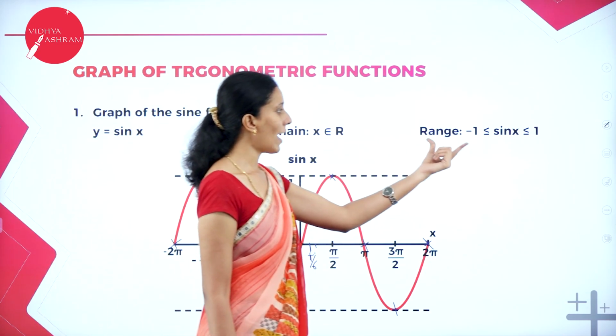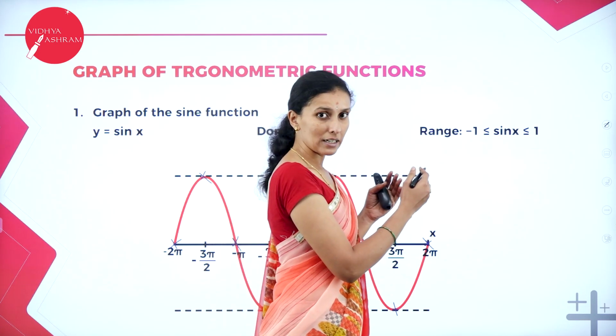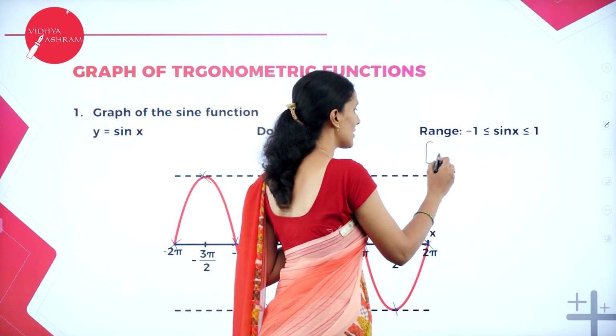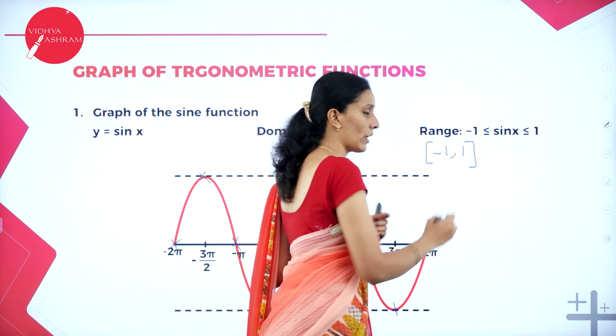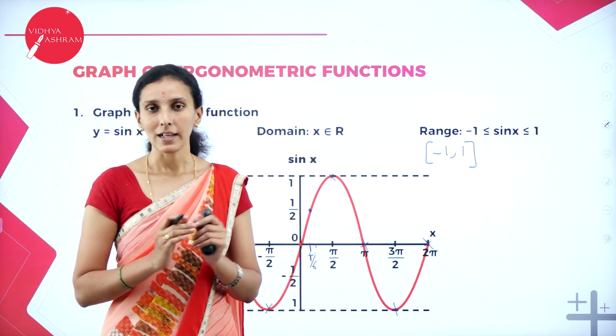So all the values are between minus 1 and plus 1. Or if you write this in terms of intervals, you can write this as minus 1 comma plus 1, all the real numbers between minus 1 and plus 1.